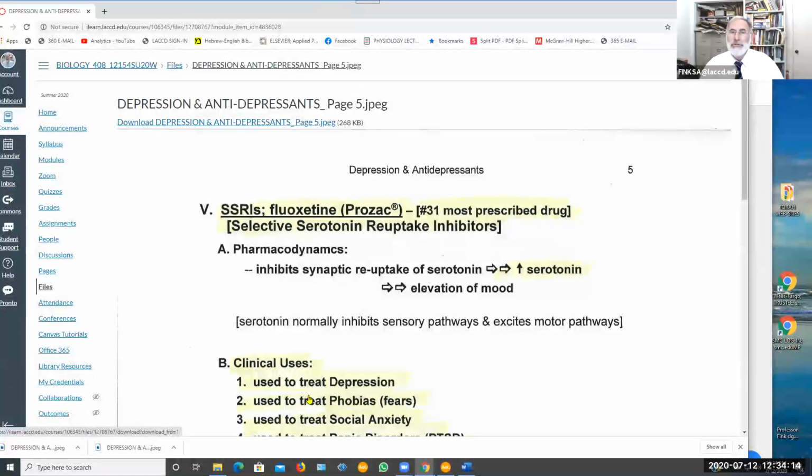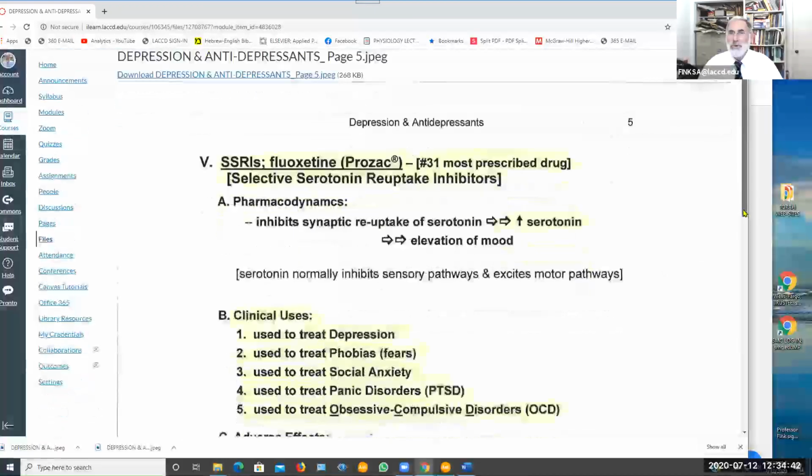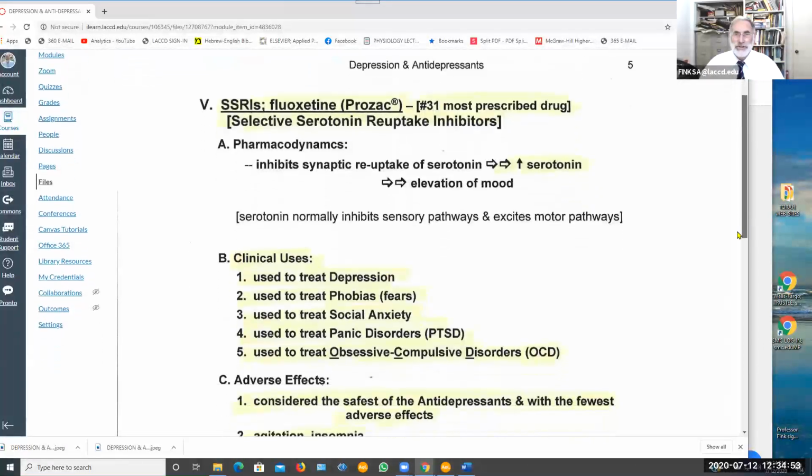Now, normally a neuron releases a neurotransmitter, in this case serotonin, and commonly the neurotransmitter is then retaken up back into the synaptic knob of the neuron. These drugs interfere with the reuptake of the serotonin, increasing the amount of serotonin in the brain and enhancing the action of serotonin, which is a mood elevator. So it inhibits synaptic reuptake of the serotonin, increasing serotonin levels in the brain, and generally, hopefully, elevating the person's mood.